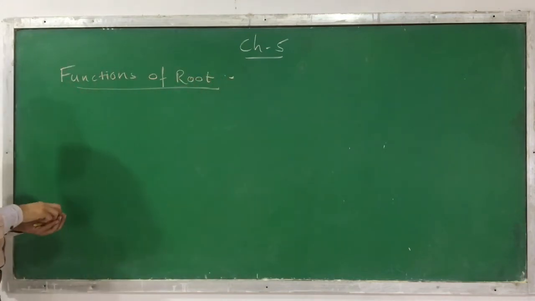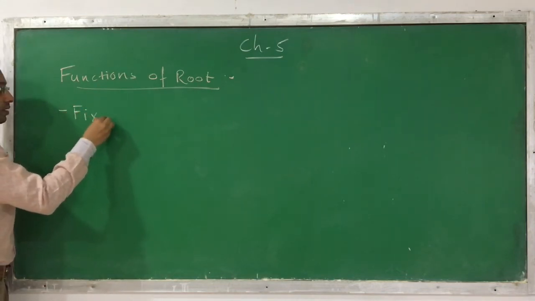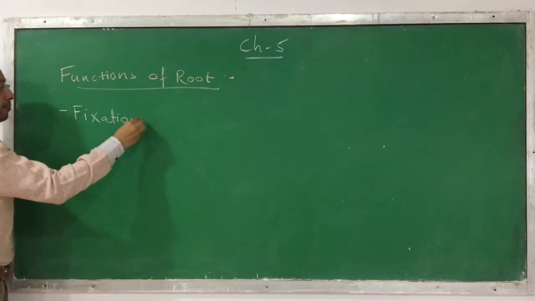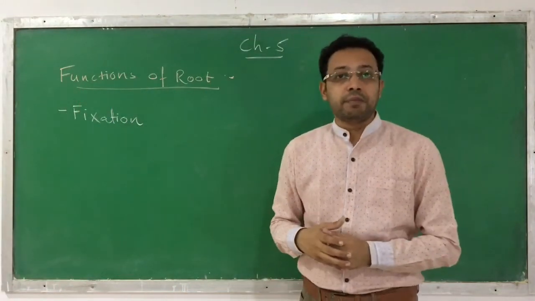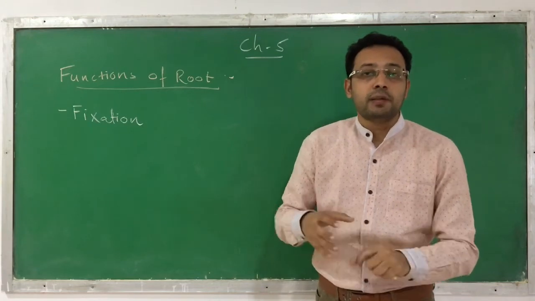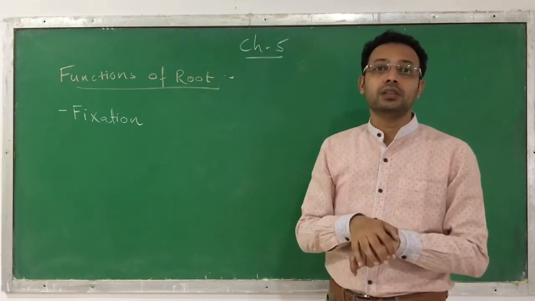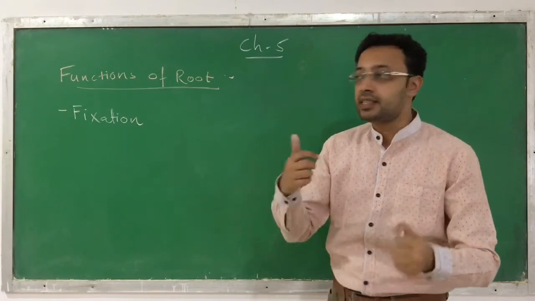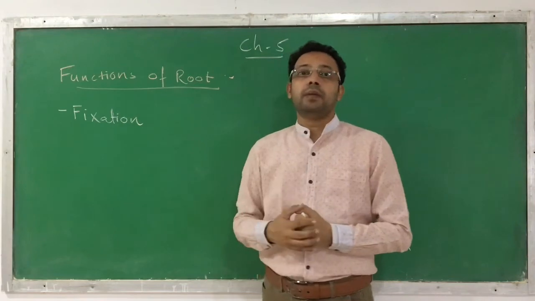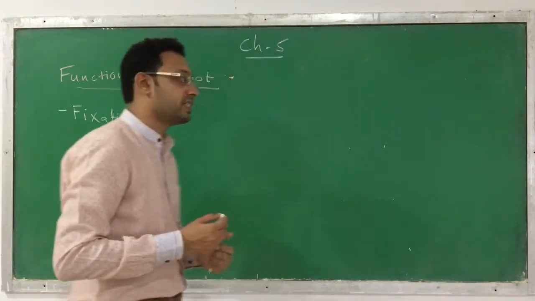The first important function of the root is fixation. That means with the help of a root, the plant can fix or attach itself to the soil. So it holds the plant, and the steady nature of a plant is due to the fixation of the plant with the help of a root. So this is the first function of a root, fixation.